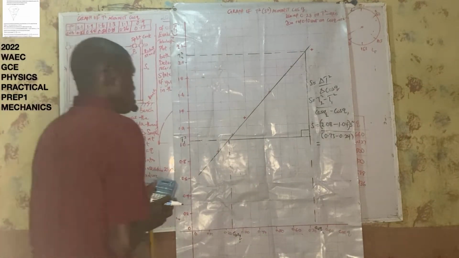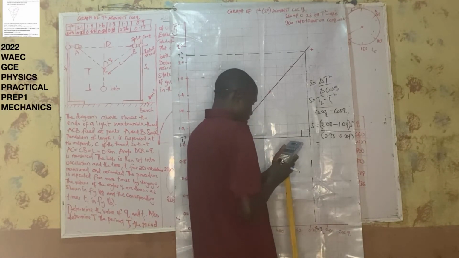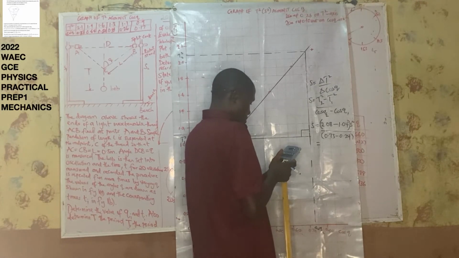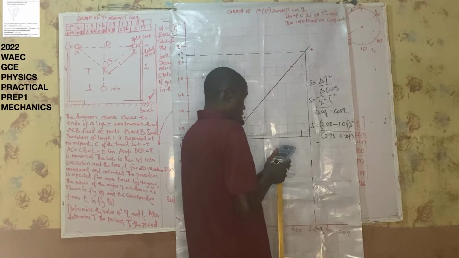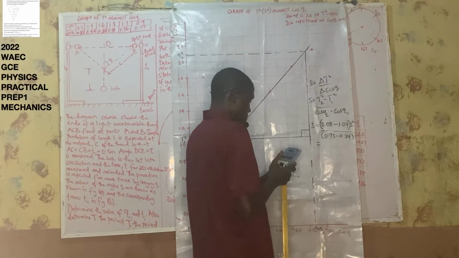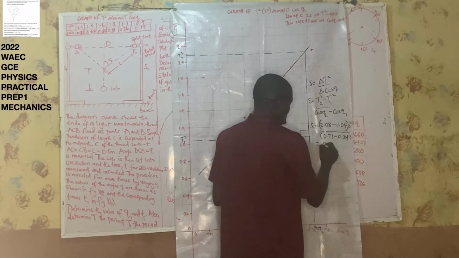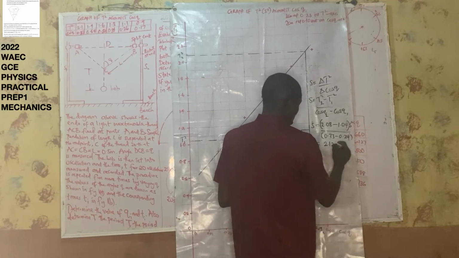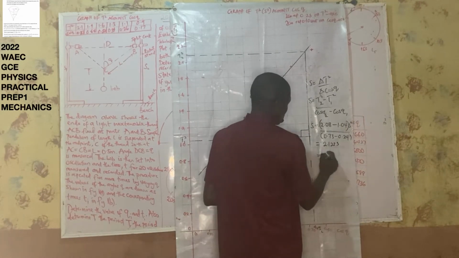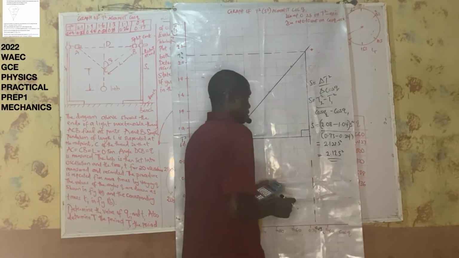And get the answer for our slope. We have open bracket 2.08 minus 1.04 bracket close, divided by open bracket 0.73 minus 0.24 bracket close. We have 2.12 seconds square, because it is seconds square. So that's that about that.